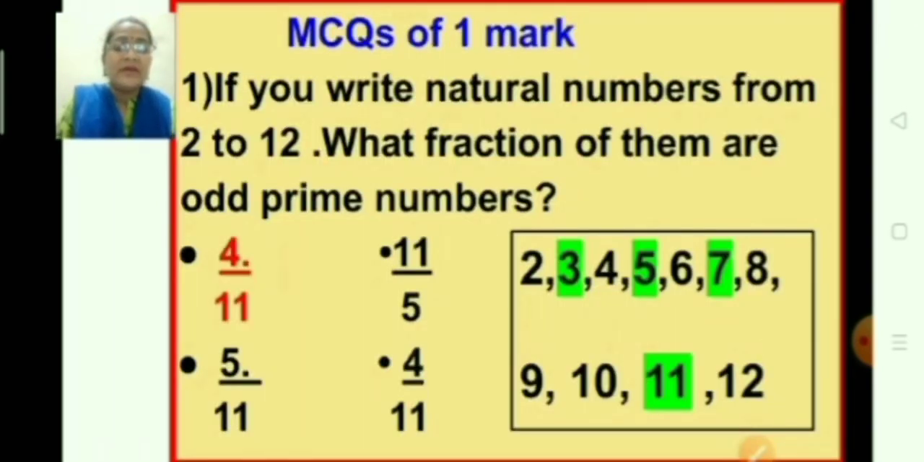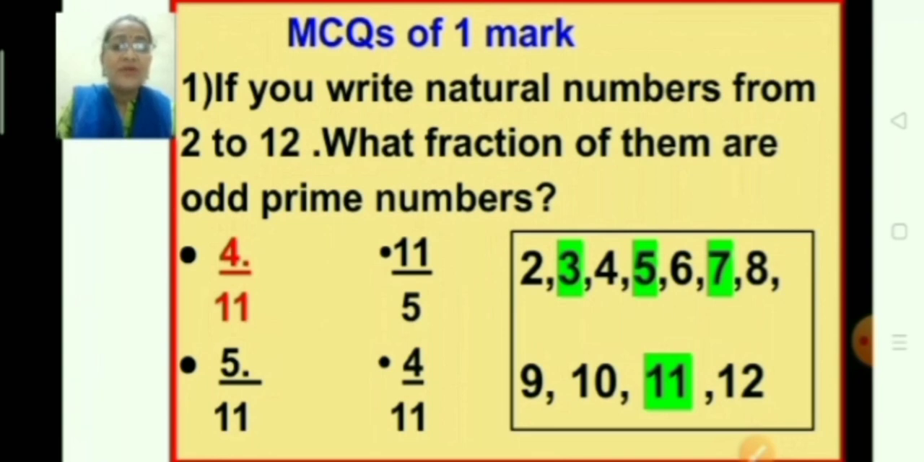Now we are going to solve the sums according to the paper pattern. Here the first question is the MCQs of 1 mark. The first question is, if you write natural numbers from 2 to 12, what fraction of them are the odd prime numbers? To solve this sum, first we need to write the numbers from 2 to 12. I have given you a hint on the screen. The numbers are written as 2, 3, 4, 5, 6, 7, 8 up to 12.